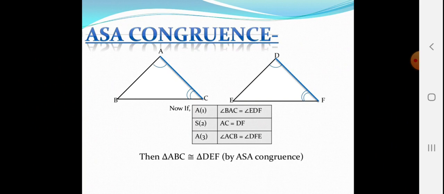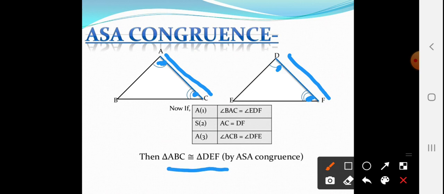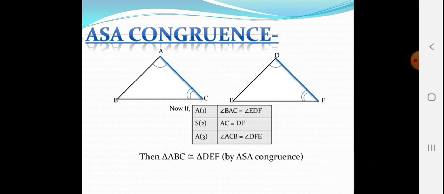Second, ASA congruence. Here you can see that angle A is congruent with angle D, right? Angle C is congruent with angle E, and the included side AC is congruent with DF. So I can say that triangle ABC is congruent with triangle DEF by angle side angle congruence.